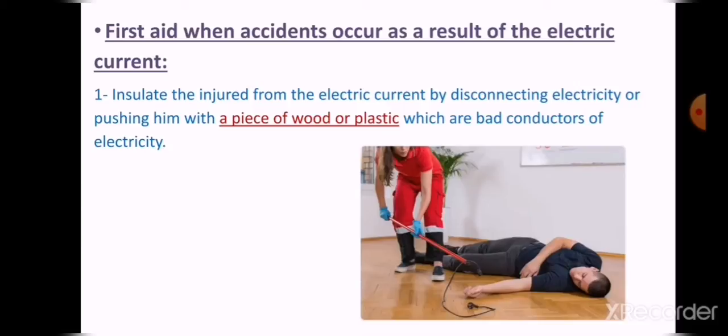There are some first aid steps when accidents occur as a result of electric current. Number one, we have to insulate the injured from the electric current by disconnecting electricity or pushing him with a piece of wood or plastic. Don't touch him. Insulate the injured with a piece of wood, because wood or plastic are bad conductors of electricity.